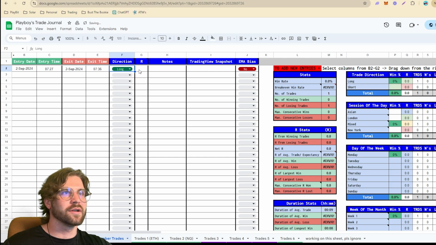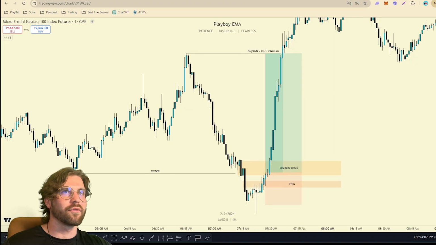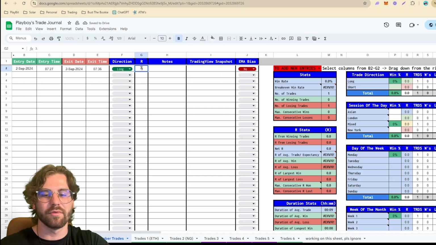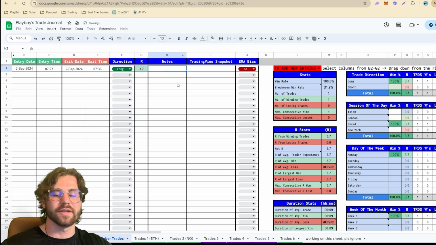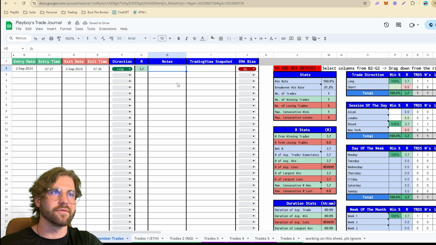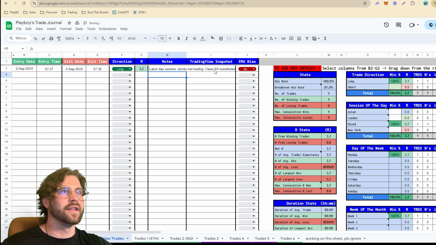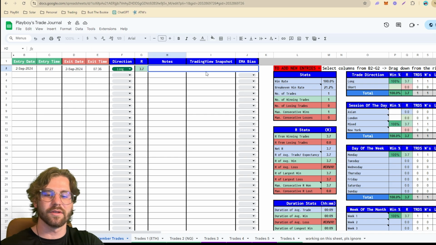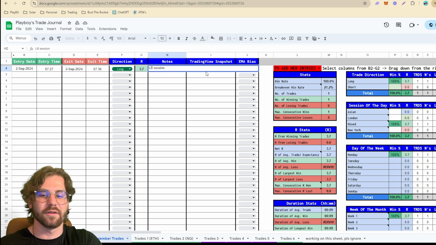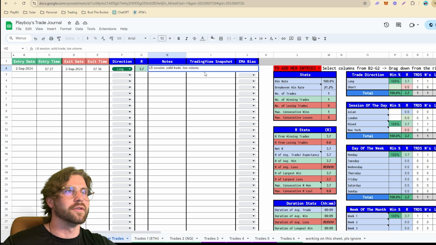The direction of this was long. R collected was about 3.72. Notes for this, the only notes I'm going to put in are the parameters of the environment. So Labor Day session, stocks not trading, clean price action nonetheless. Because that's it, that's the notes for the day. And then another very important part is, oh, this shouldn't be that long. Let's do this. Labor Day session, solid trade, low volume. There you go, a little bit lower.